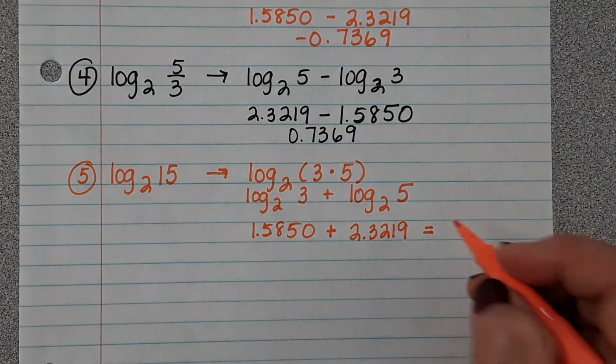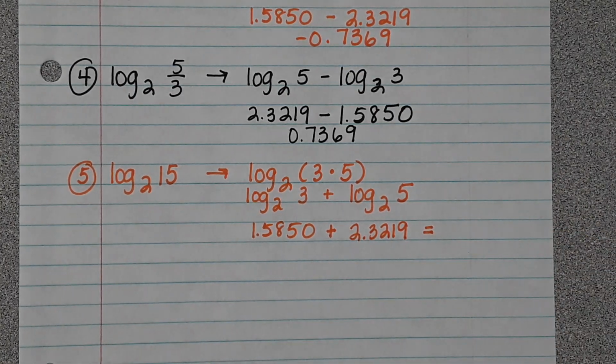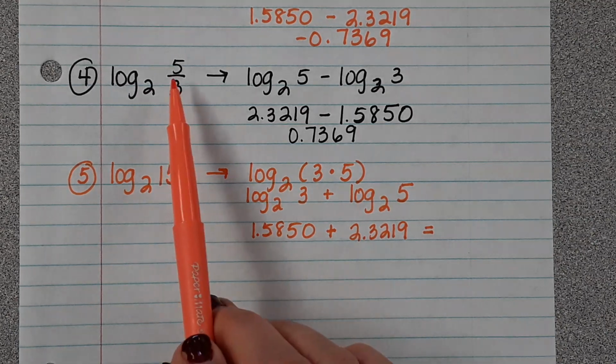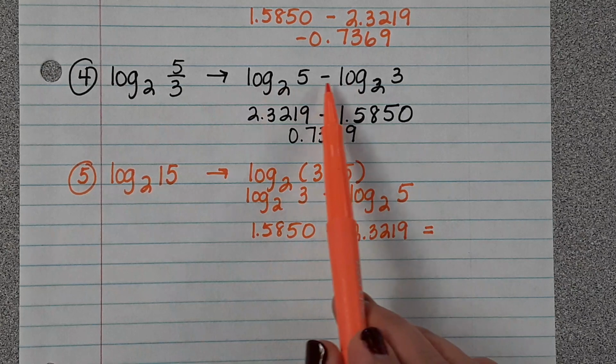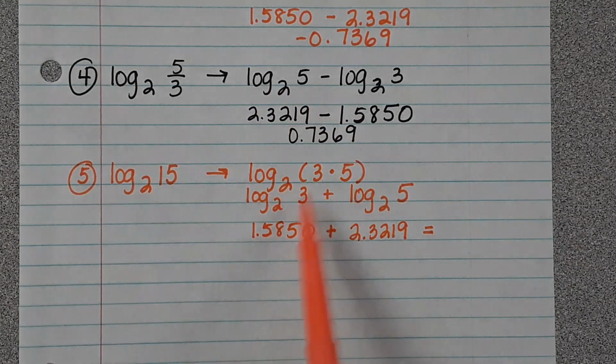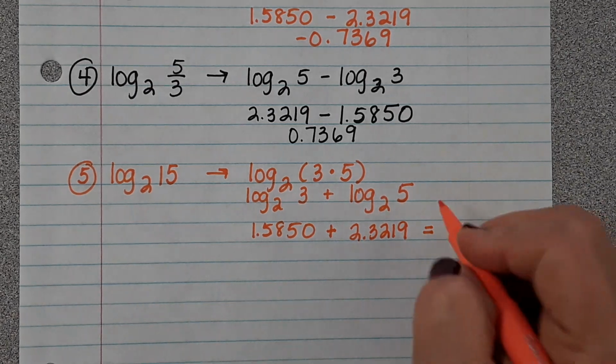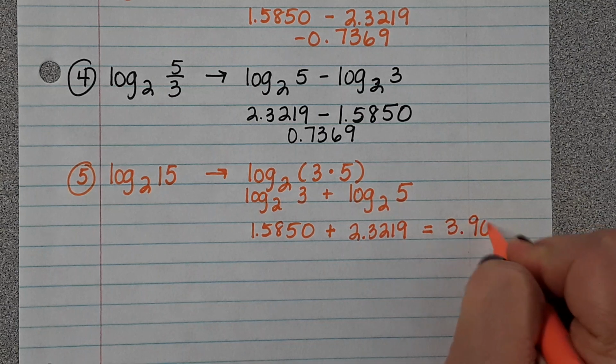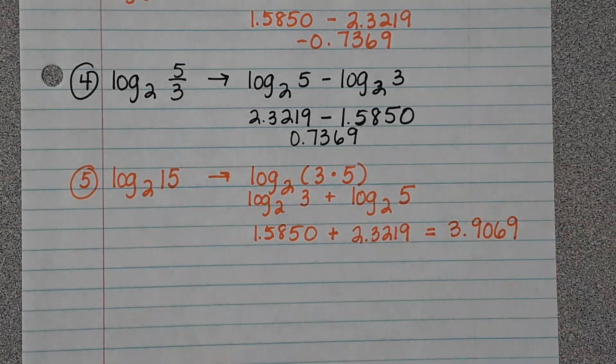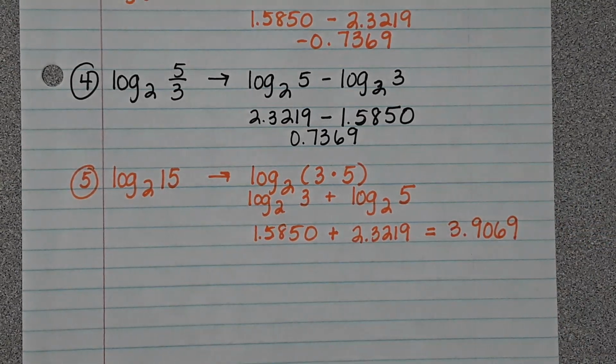So when it's a fraction, you divide, and when it's... Yes, so in the division problem, when it was a fraction, we subtracted, and when it's a multiplication problem, we add. Okay, and what do you get? 3.9069. Does that make sense to you guys?